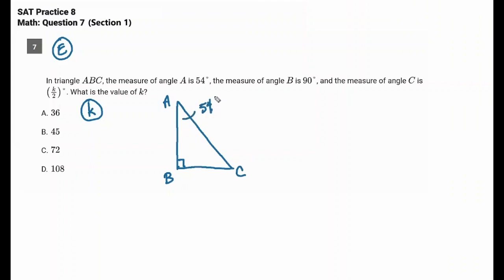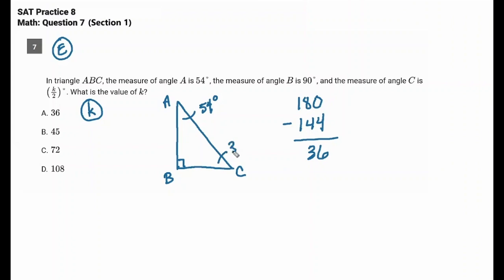So you may not know much geometry, but you know there's 180 degrees in this triangle. And how many degrees do you know about? 90 plus 54. So put that in your calculator. You're going to get 144. You're going to take that number away from 180. Also do that on your calculator. And you're going to get 36. What's 36?